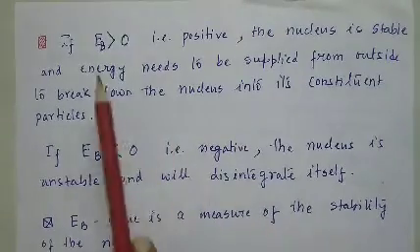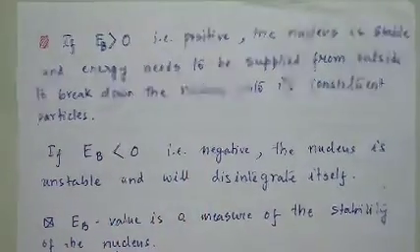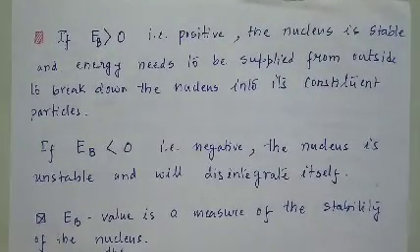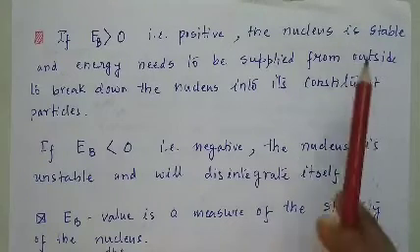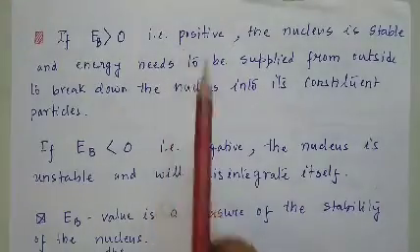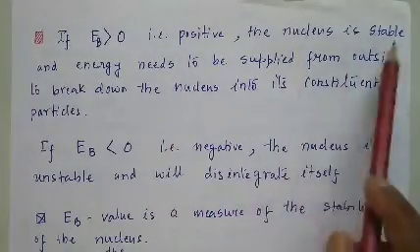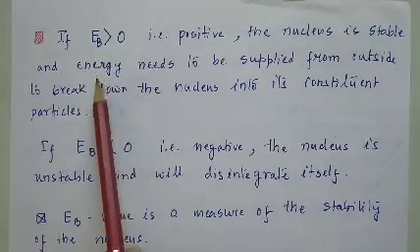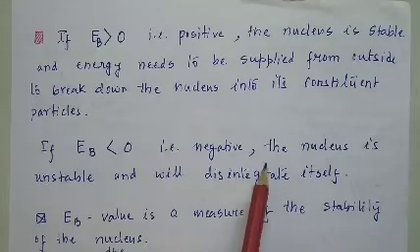Now generally, if E_B is greater than 0, that is positive, it means that during the formation of a nucleus energy is released, and then the nucleus is stable. That is, the total mass of the constituent nucleons is greater than the actual mass of the nucleus. Some amount of mass is lost, and that much is converted into energy called binding energy, and that is positive. Then the nucleus is stable, and we have to supply energy from outside to break it up.